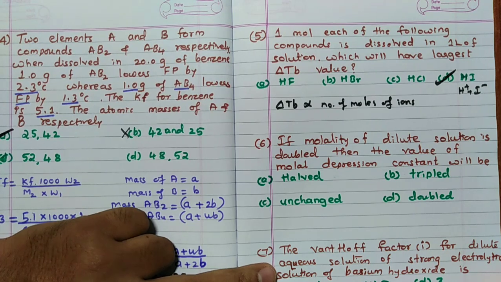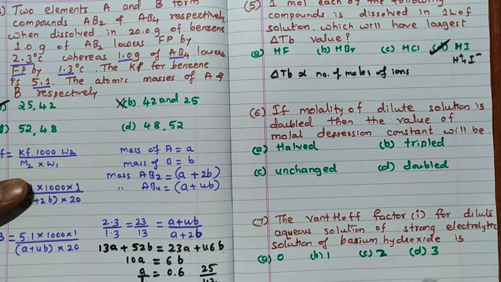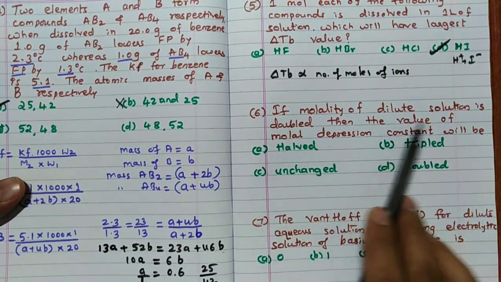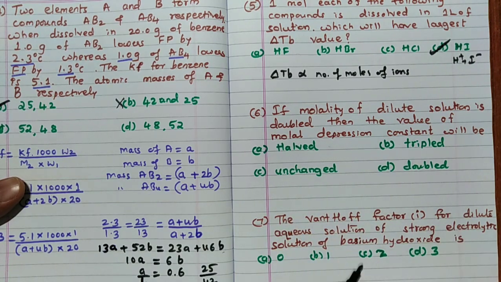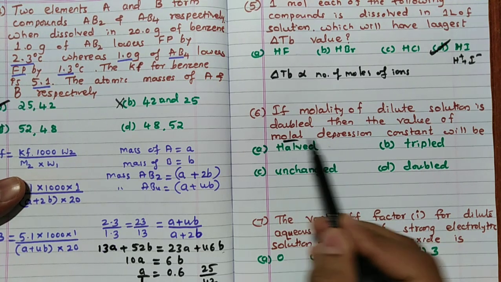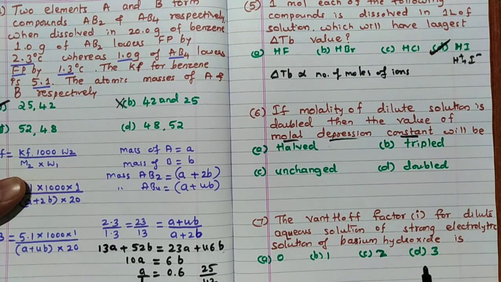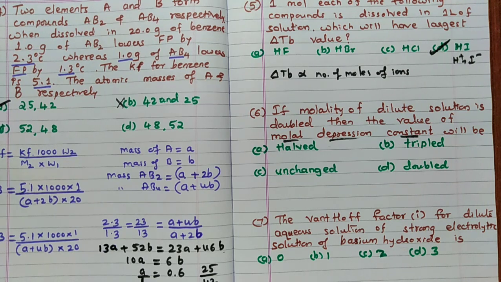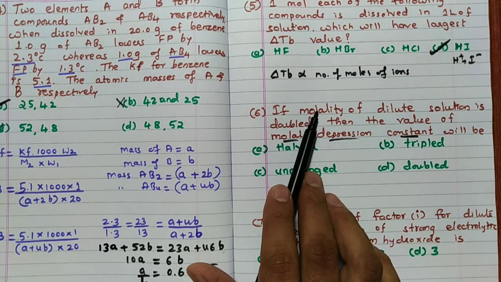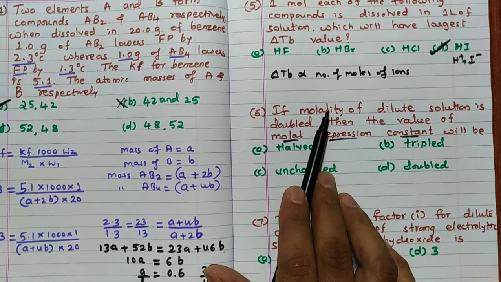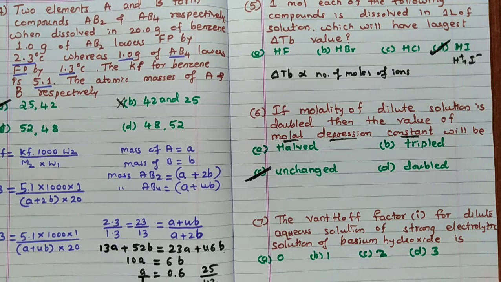So remember that. Now, if the molality of a dilute solution is doubled, then the value of the molal depression constant will be: halved, tripled, doubled, unchanged. We know that the molal depression constant is what? Constant only. See, very simple question, but you may get it wrong. So if it is constant, it is not depending on molality. Remember, it is constant, so it is not depending on molality. Hence the answer is unchanged.